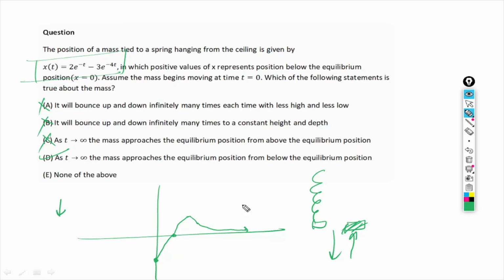That is again because positive values of x tell us how far down the mass is, and when x increases, that means the mass is going down, and when x decreases, that means the mass is going up. So that's why it approaches the equilibrium position from below. And since that is already true, E also cannot be true. So only option D is true. Hence, this is it for today, and thank you for watching.